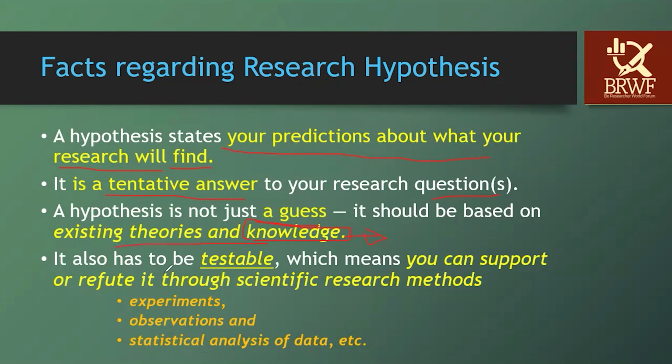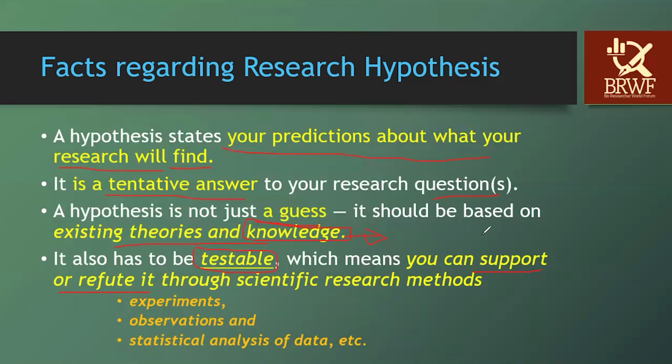It also has to be testable. This is the most important thing. When you design a hypothesis, it must be testable. What do you mean by testable? When you are setting a hypothesis, you have to justify it by statistical analysis. We can do regression analysis. We can do a chi-square test. There are several other techniques for how we can test our hypothesis. So it must be testable, which means you can support or refute your hypothesis.